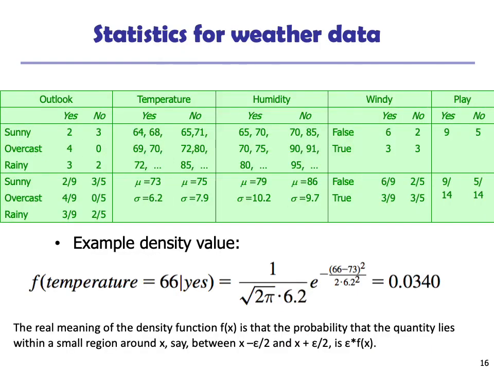So this is an example of the temperature attribute that has numeric values now. This is the way we calculate the likelihood of the class yes. For a new evidence that has a temperature equals 66, the density function of temperature equals 66 given the class yes is the following. And that's after we calculate the mean and the standard deviation. So the final value of the density function is this.